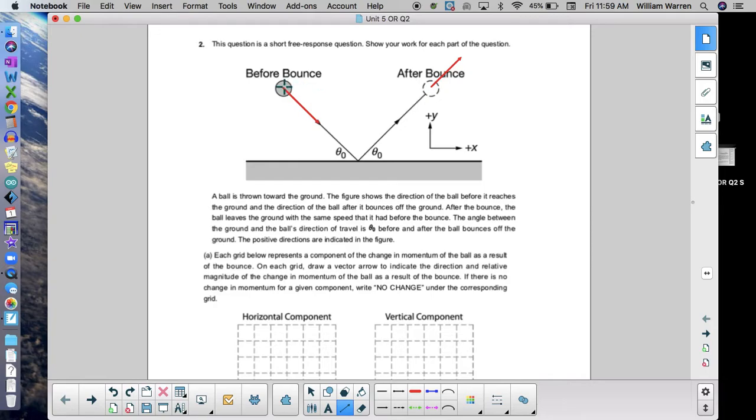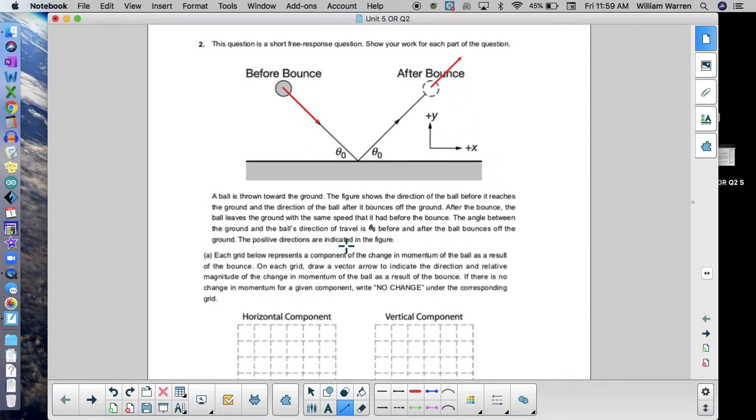And so the quantity of momentum here is the same as the quantity of momentum there. How do I know that? Well, neither the mass nor the velocity changed, so the total quantity of momentum did not change. However, momentum is a vector. Momentum is a vector, and so the direction of the momentum changed, but the quantity did not.